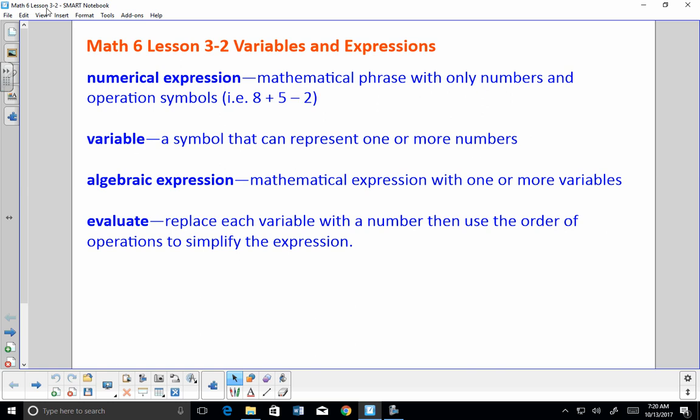A variable is a symbol that can represent one or more numbers. Variables are usually letters, like x, t, y, m, etc. Notice that when I write my x, I don't make it look like the multiplication symbol. I give it a little script look so that it does not get confused with the multiplication symbol. Notice how my t has a tail on the end, so it doesn't get confused with the addition symbol.